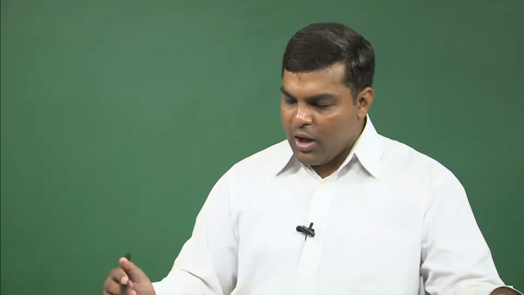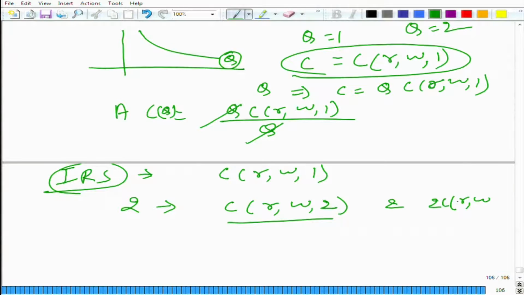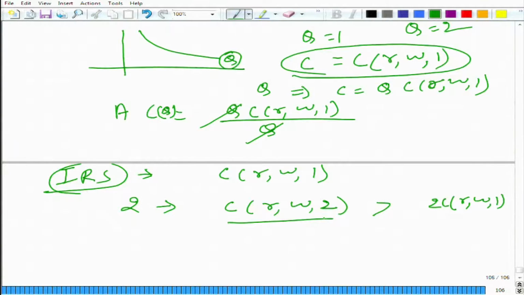In other words, when we double all the inputs, output gets more than doubled. So, now we start with 1 unit of production, the cost is C of R comma W comma 1. Now, if you want to produce 2 units, of course, the cost is going to be C of R comma W comma 2, but can we say any relationship between this and 2 times C of R comma W comma 1? Is there any relation? Yes, sir. It is greater. Greater, or this is going to be greater? No, this is greater.